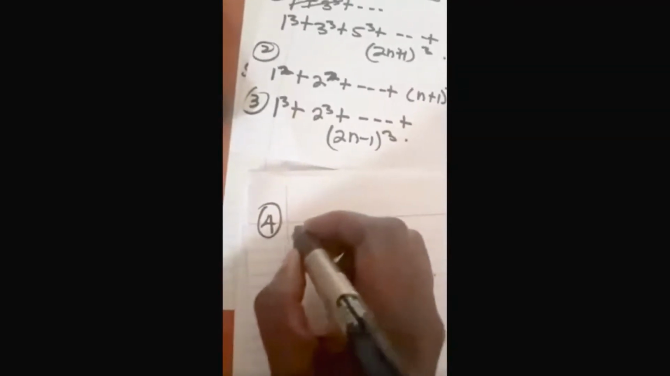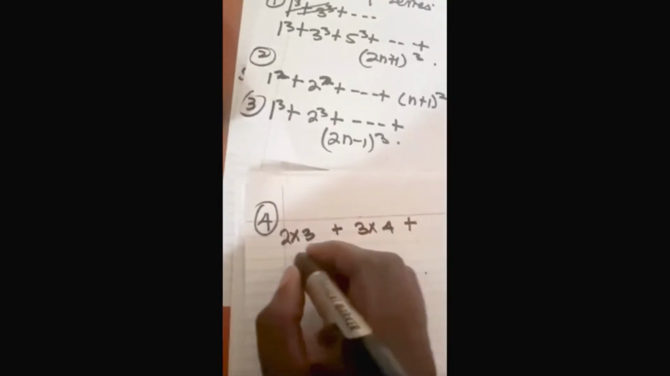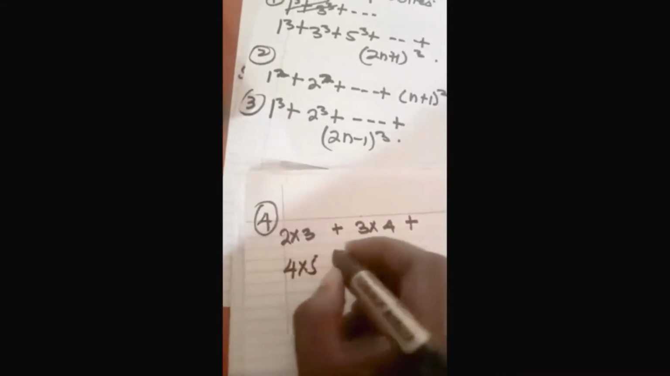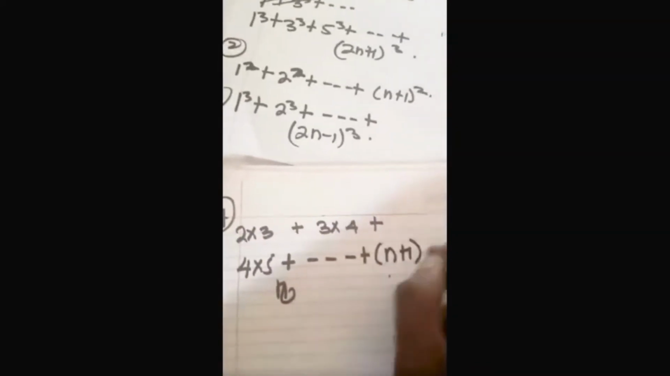Another one, which is number 4, is 2 times 3 plus 3 times 4 plus 4 times 5 plus others, up to (n plus 1) times (n plus 2).